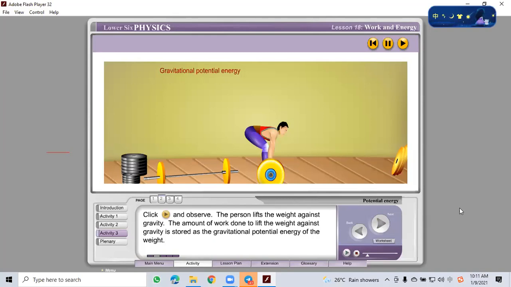Click the play button and observe. The person lifts the weight against gravity. The amount of work done to lift the weight against gravity is stored as the gravitational potential energy of the weight.